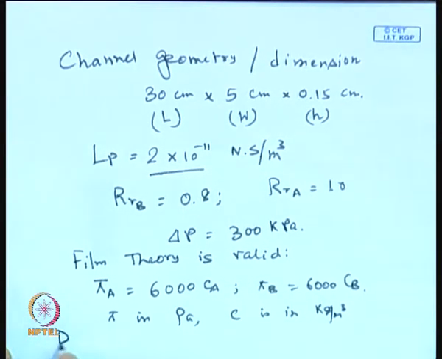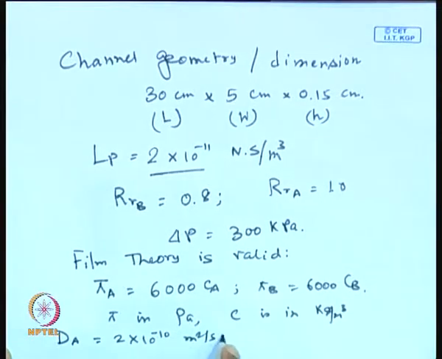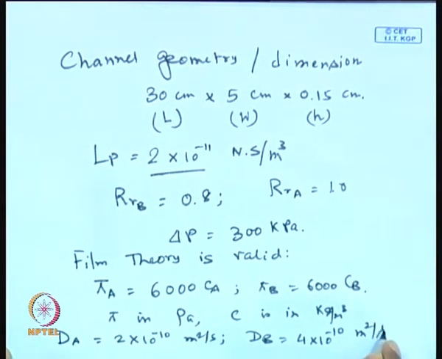Diffusivity of the two solutes are given. Diffusivity of A is given as 2 into 10 to the power minus 10 meter square per second. Diffusivity of B is twice of that, 4 into 10 to the power minus 10 meter square per second. Solution viscosity and density are taken to be same as that of water.